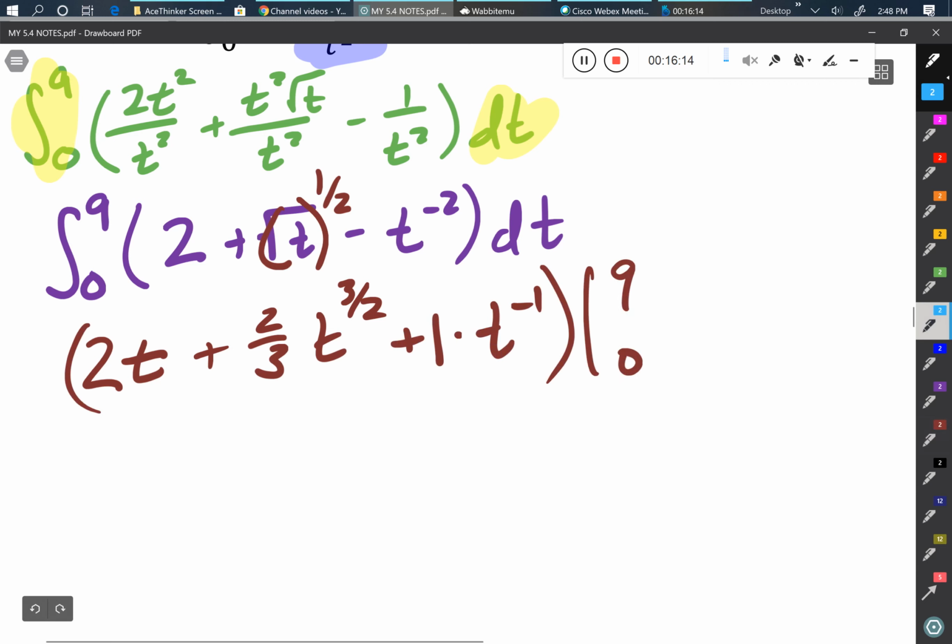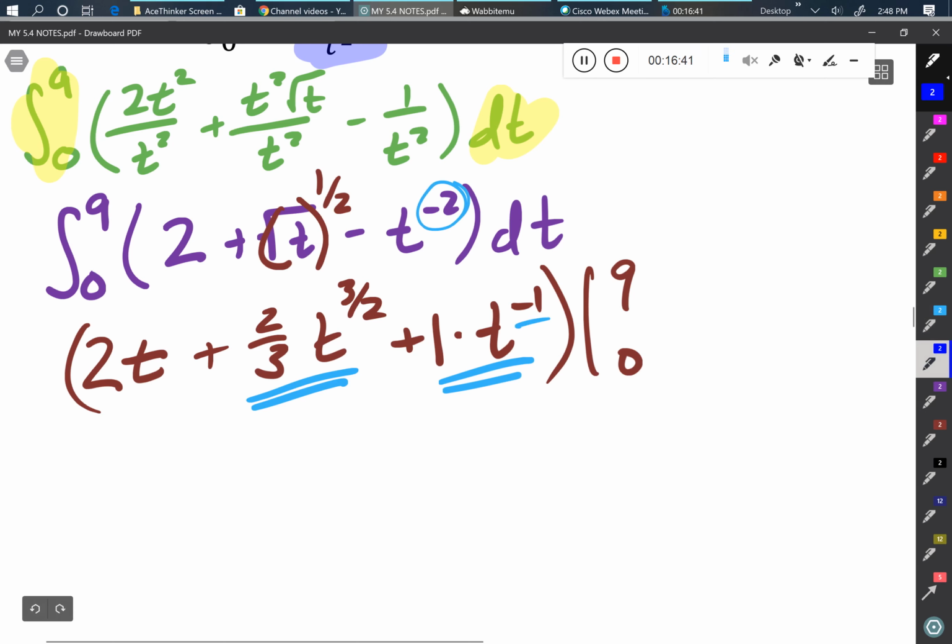Remember, for this term and this term, add 1 to the old exponent and then take the reciprocal and multiply. So 1/2 plus 1 is 3/2. Reciprocal is 2/3 there in front. Negative 1 plus 1 is, negative 2 here. Plus 1 gives me my negative 1 exponent there, and then take the reciprocal of negative 1, that's still negative 1, multiply it out in front, back to positive 1.